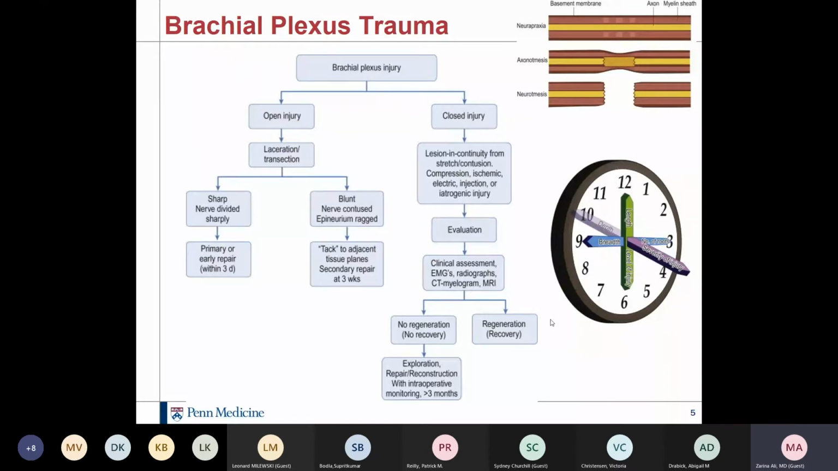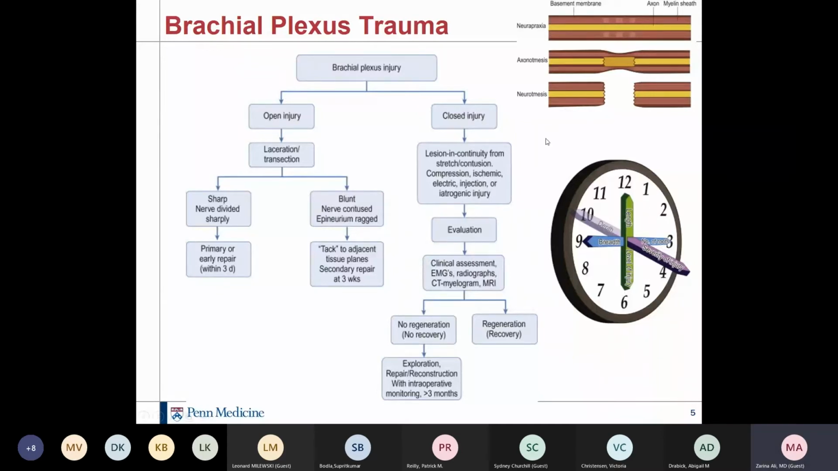And then again, we're really thinking about, is there active regeneration happening spontaneously, in which case we want to continue to allow that to happen until it plateaus. Or if there's no evidence of recovery, that's where we want to think about exploration and reconstructive procedures. So usually this is on the order of around, at the very earliest, 3 months out from injury, more commonly somewhere in the 3 to 6 month range after a closed injury.